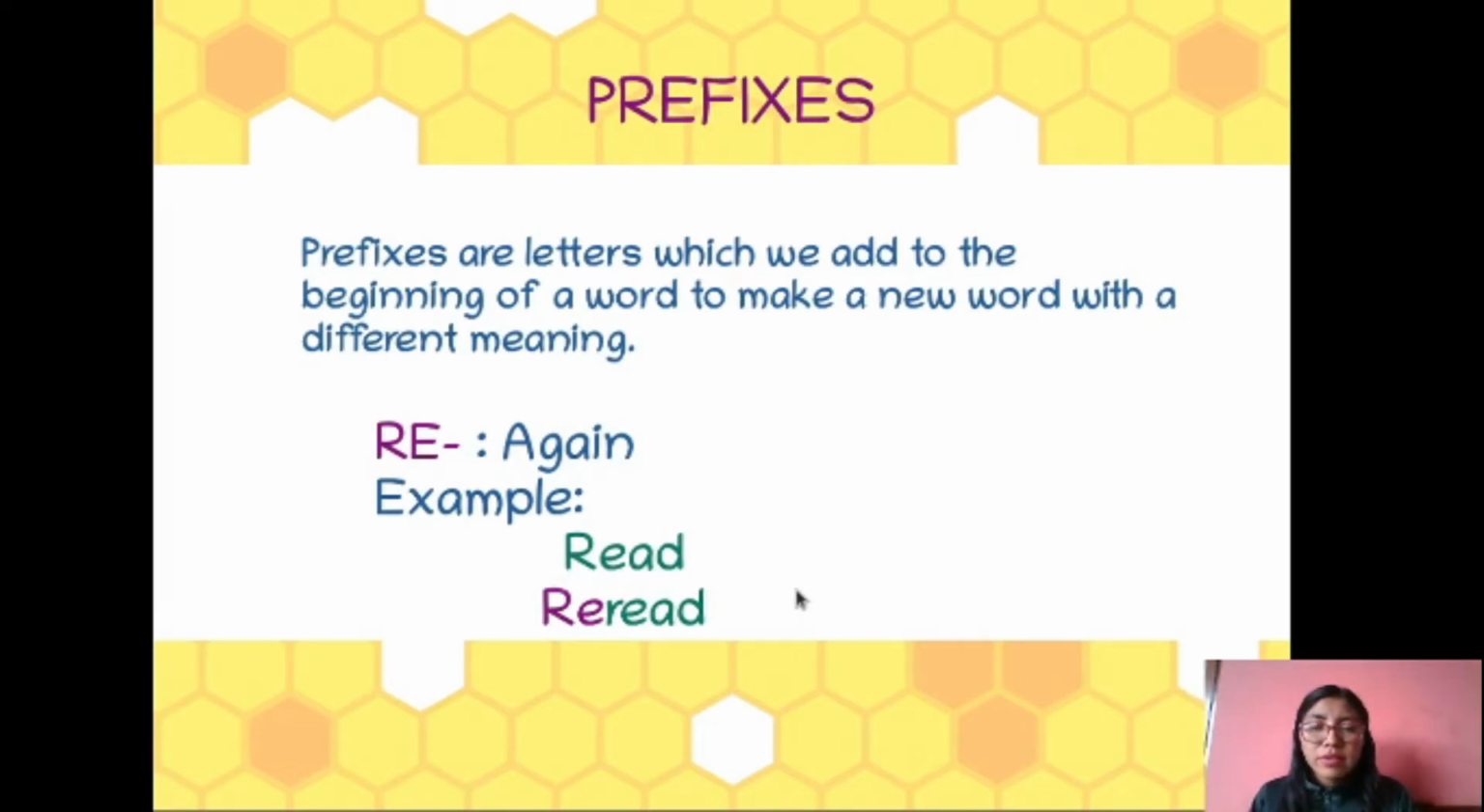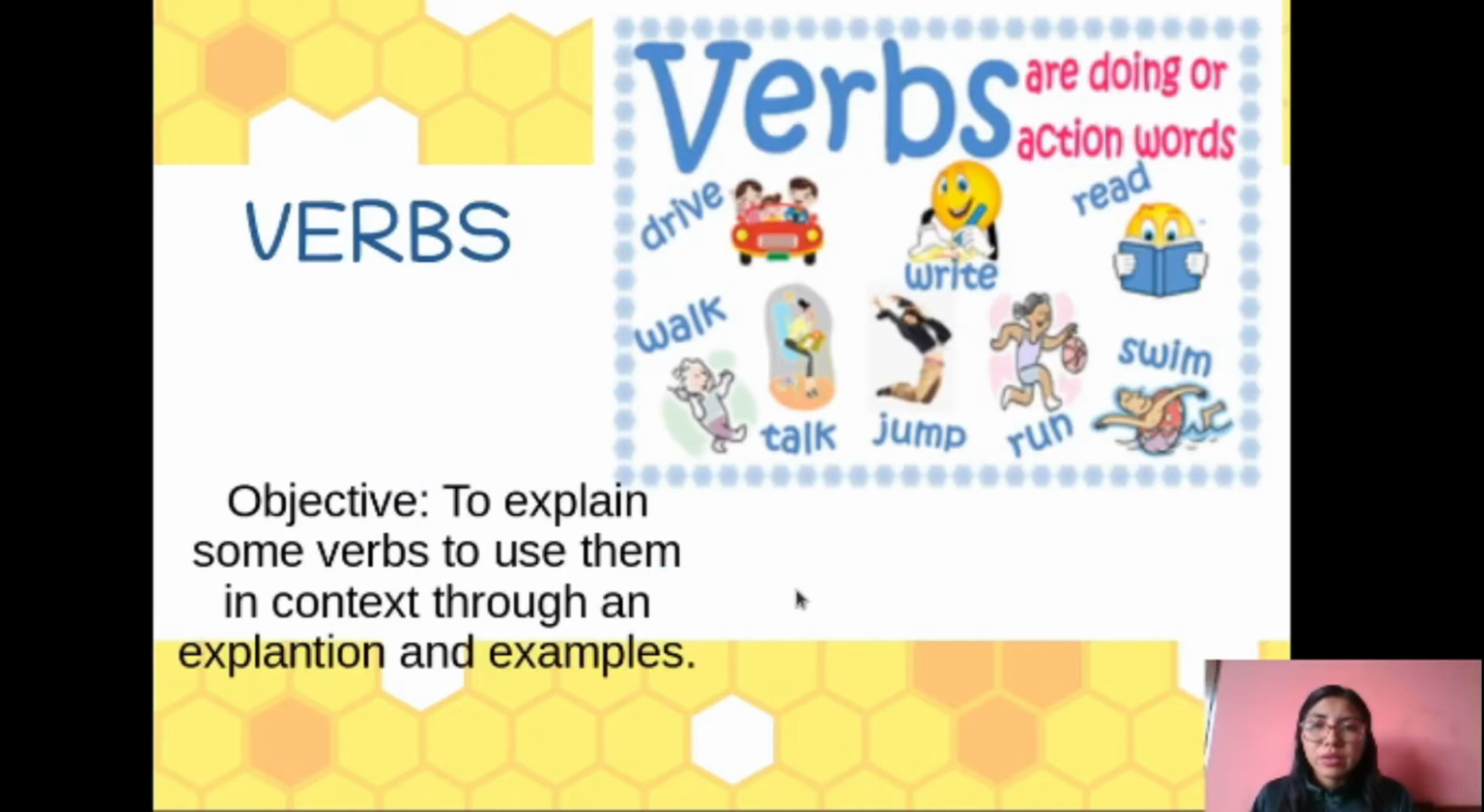As I said before, today we are going to start with a new topic, okay? That is, we are going to review some verbs, okay? And what is the objective for today? To explain some verbs, to use them in context through an explanation and examples. Okay, so do you know what is a verb? Do you know when you use it? That's right. So today we are going to review that in order to understand better, okay? So pay attention.